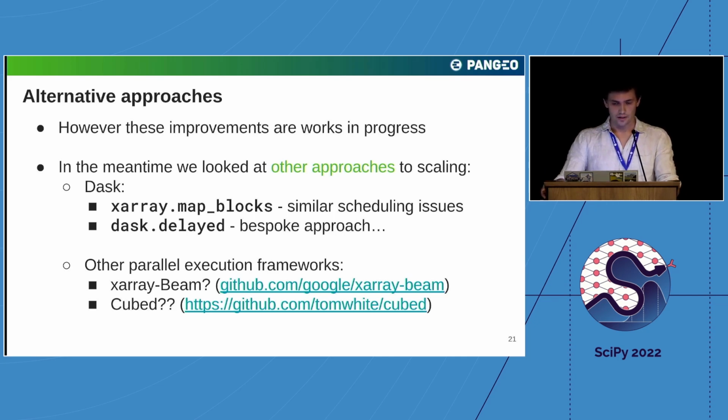So we, in the meantime, tried to look at some other ways to execute our calculation. One way I tried was with Xarray map_blocks, and so basically I rewrote the calculation to parallelize in a different way, just parallelizing over time slices, not as complicated as before, but also not as general. But that happened to suffer similar scheduling issues.